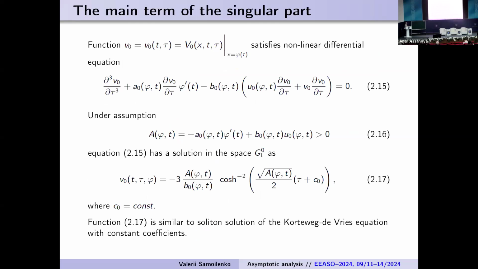So we consider the equation for the main term, the major term of the singular part of asymptotics, equation number 15. Under the simple assumption number 16, we find an exact solution of equation number 15 in form number 17. Here some constant appears, and as you can see, this formula is similar to the formula for the soliton solution. If coefficients A and B are constant, you have the same solution. So function number 17 is like the soliton function, and it represents some deformation of the soliton solution.